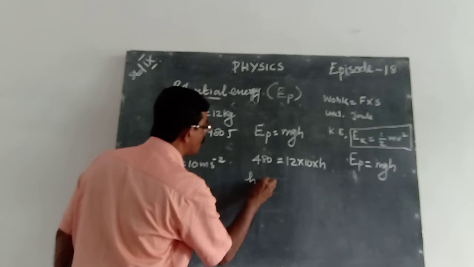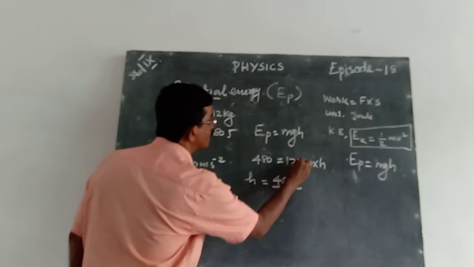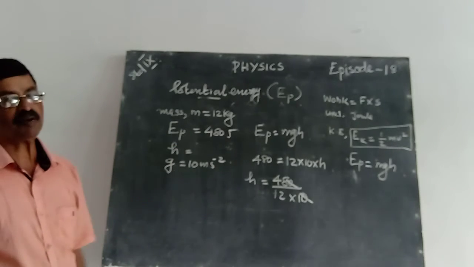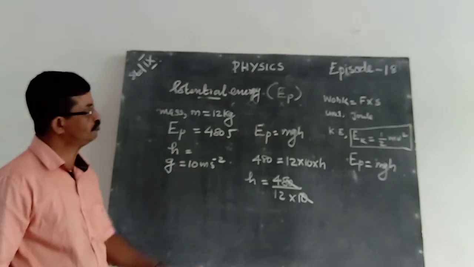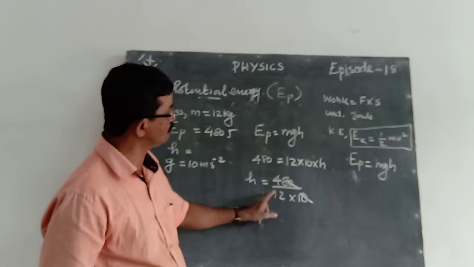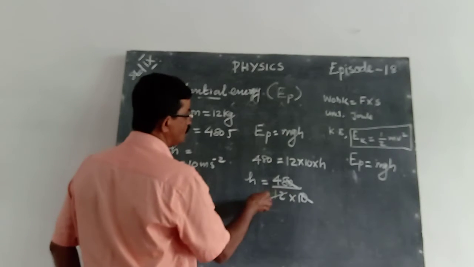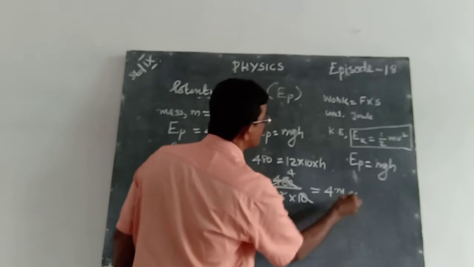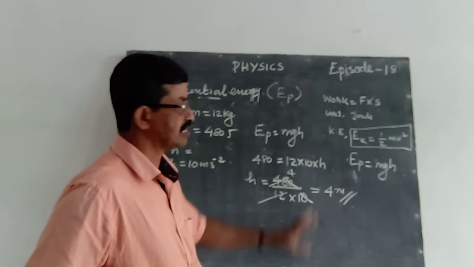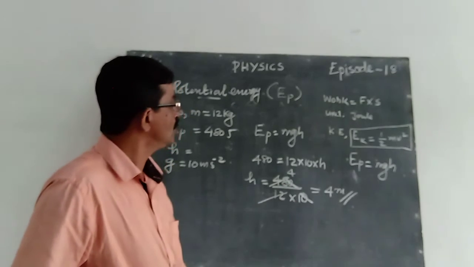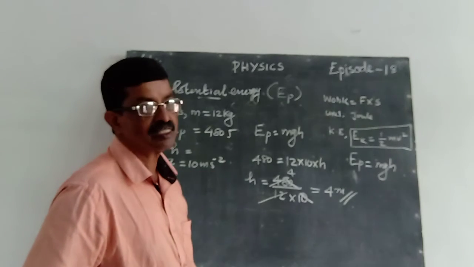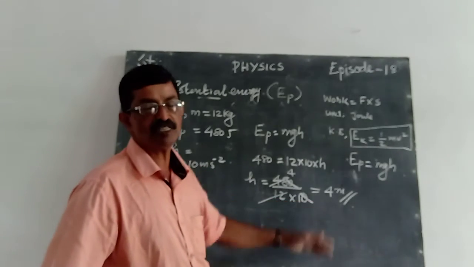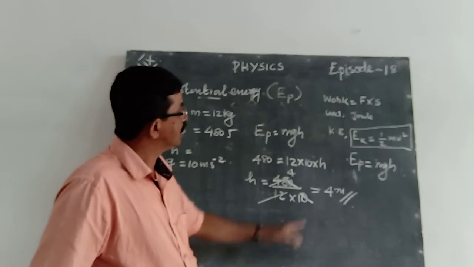From this relation, h is equal to 480 divided by 12 into 10. We can cancel the 0. Now 48 by 12. We know in 48, 12 goes 4 times, that means 4 times 12 is 48. So this will come as 4. So height of that object is, that object is placed at a height of 4 meter. That object is placed at a height of how much? 4 meter. This is the height at which that object is placed, not the height of the object. It is 4 meter.